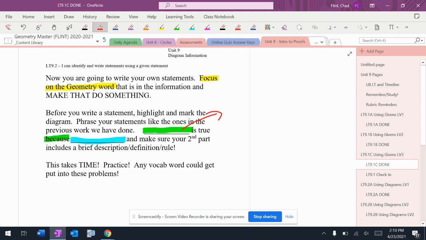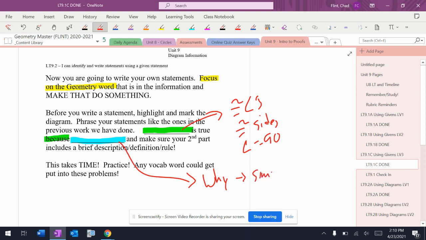So this is the statement. Maybe there's congruent angles or congruent sides or an angle is equal to 90, something. And then this one is y, and I'm going to say simple description of the vocab. Simple description. Bisector creates two equal parts. Let's put that as our example.